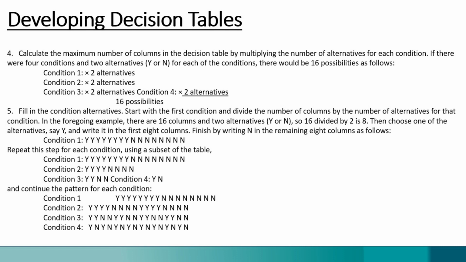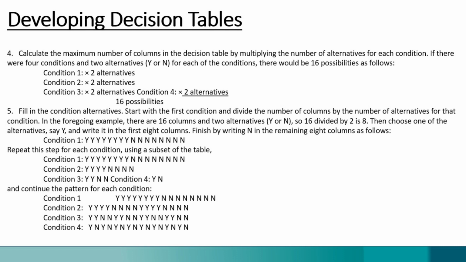5. Fill in the condition alternatives. Start with the first condition and divide the number of columns by the number of alternatives for that condition. In the foregoing example, there are 16 columns and 2 alternatives, Y or N, so 16 divided by 2 is 8. Then choose one of the alternatives, say Y, and write it in the first 8 columns. Finish by writing N in the remaining 8 columns as follows. Condition 1: Y Y Y Y Y Y Y Y N N N N N N N N.